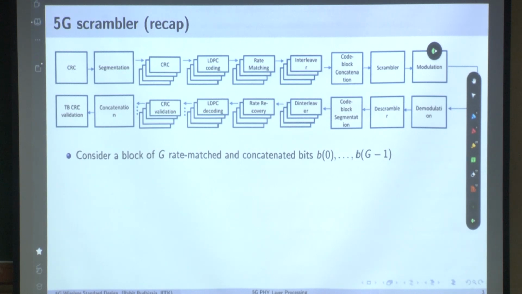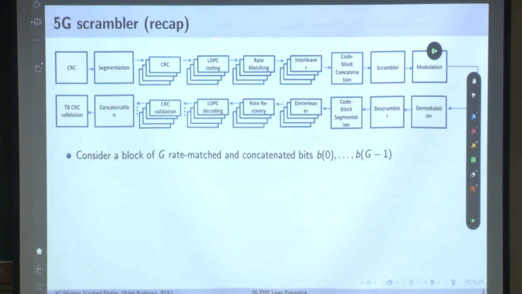Once you segment it, there is the code block CRC, which makes sure that once the hybrid ARQ triggers, you don't have to ask for the retransmission of the complete transport block. You can ask for the retransmission of only a single code block. If this CRC is not there, then the receiver will have to ask for the retransmission of the complete transport block. So it avoids that, and after that LDPC encoding is done.